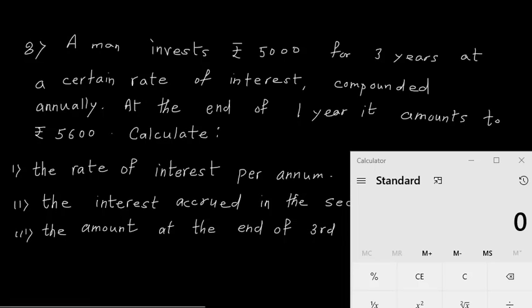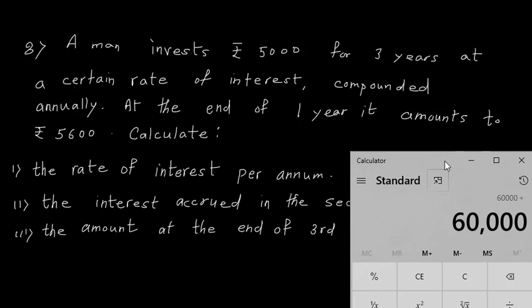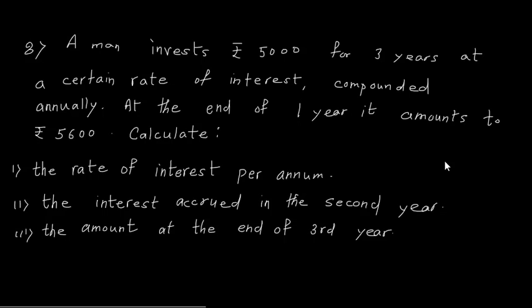As the amount after 1 year is given 5600, we will say that 5600 minus 5000 will be interest for 1 year. Now simple interest is P into R. So rate of interest we wanted to find. So this 600 we multiply by 100, then divide it by P, which is 5000. So it gives me rate of interest 12%. So rate of interest per annum, R is equal to 12%.